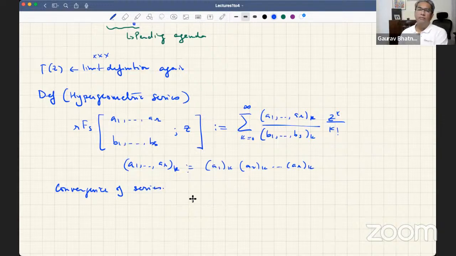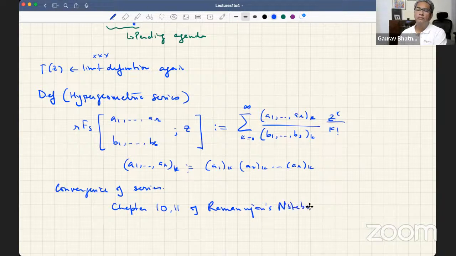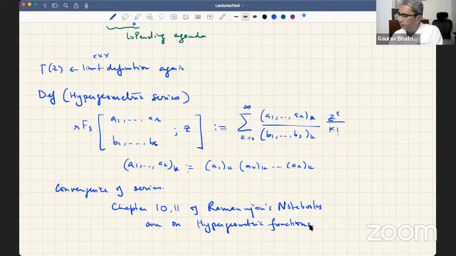And let me say that chapters 10 and 11 of Ramanujan's notebooks are on hypergeometric series. So we will cover that at some point.